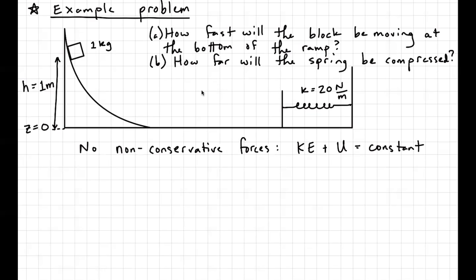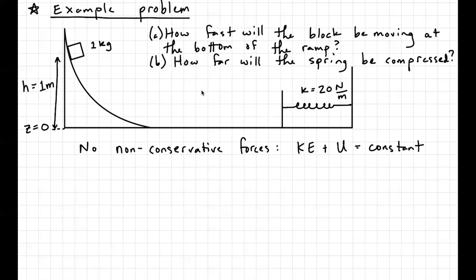So what will happen here is the block will speed up as it goes down the ramp, reach some constant speed on the flat, and then hit the spring, compress it some distance. And then it will probably repeat this process forever. If there's no non-conservative forces, then you can expect this process to just repeat forever. But all we're looking for is how fast will the block be moving at the bottom of the ramp and how far will the spring be compressed.